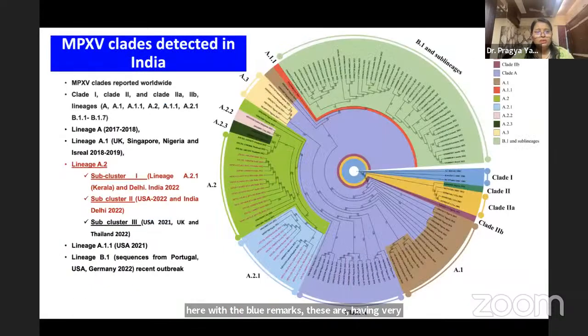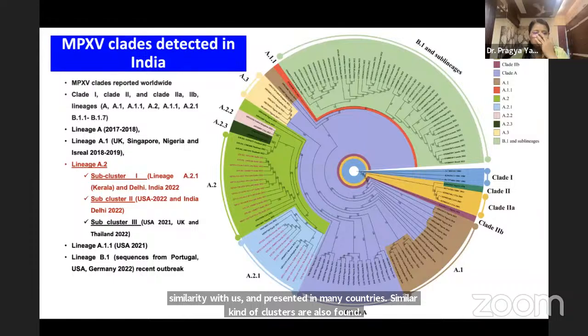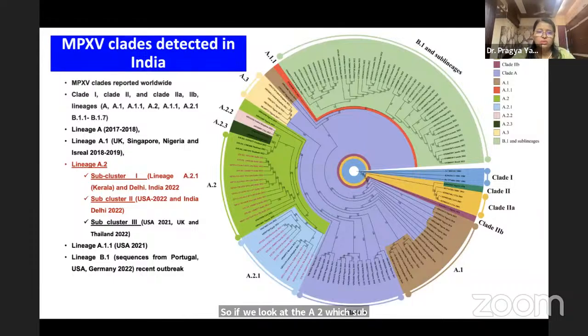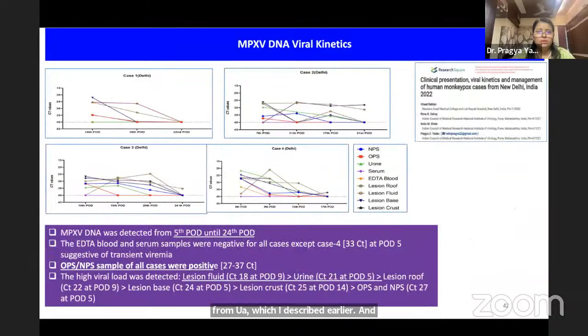If we look at lineage A.2, which subclusters into 1 and 2 and is further called A.2.1 and A.2, it is present in India and in many other countries, but most of these cases are coming either from Nigeria or from UAE, which I described earlier. And we have to look for new clades if introduced in the country as well.